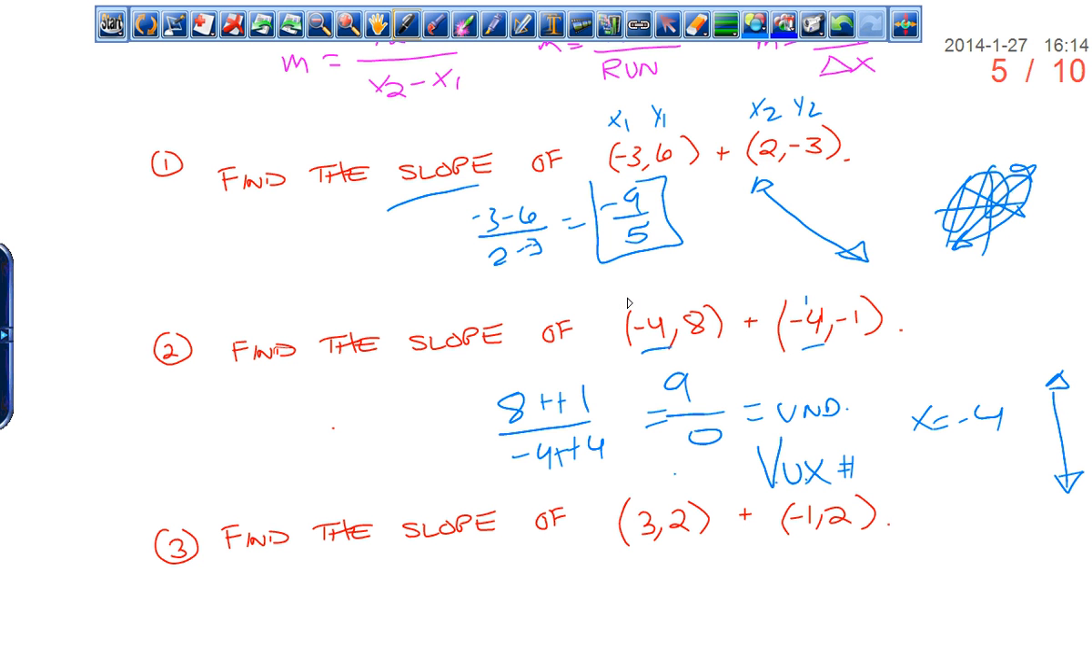And then lastly, number 3, same thing: 2 minus 2 over negative 1 minus 3. That gives us 0 on top of negative 4. 0 divided by any number is 0. So that's the other one, HOY, which is horizontal, 0, and y equals a number. In this case, the number is 2. Okay, so that's the slope.